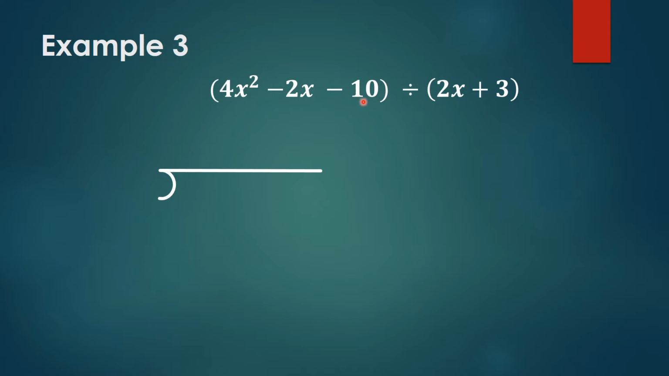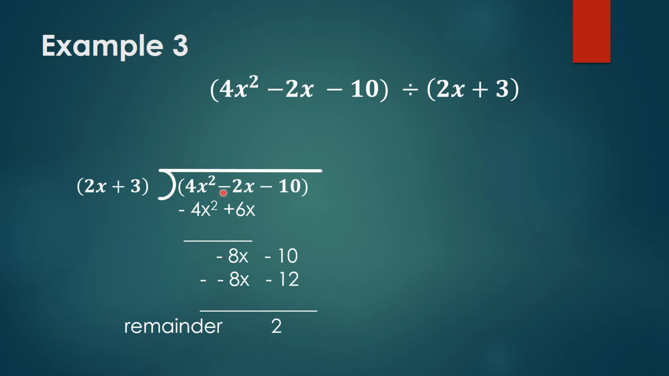Finally, the third example we'll try is we're going to take this polynomial 4x squared minus 2x minus 10, and we're going to divide it by 2x plus 3. And you put your dividend inside the long division sign. So you get 4x squared minus 2x minus 10 in here, and you get 2x plus 3 out in the front.